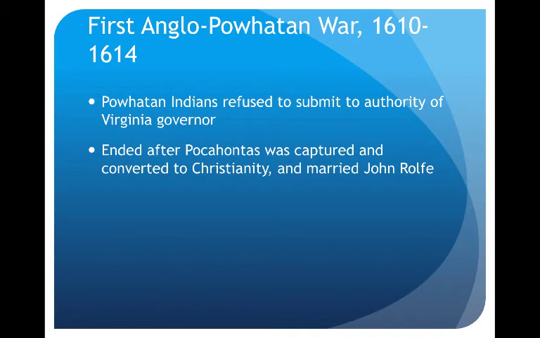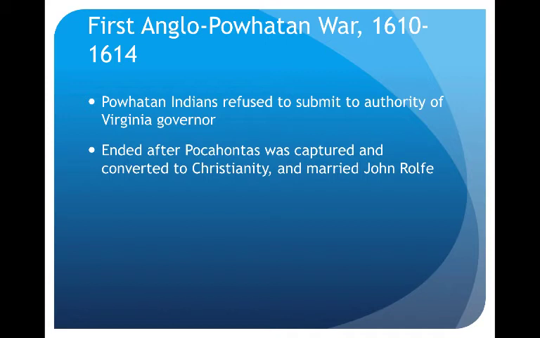A number of skirmishes ensued under the leader of Jamestown at this time, a guy named Lord de la Warr, who was much more harsh towards the Native Americans even than John Smith had been, and demanded that they submit to his authority. Ultimately, the war ended when Pocahontas was captured by the English, and she agreed to convert to Christianity. She married a planter by the name of John Rolfe, and they had a son who was one of the first half English, half Native Americans.